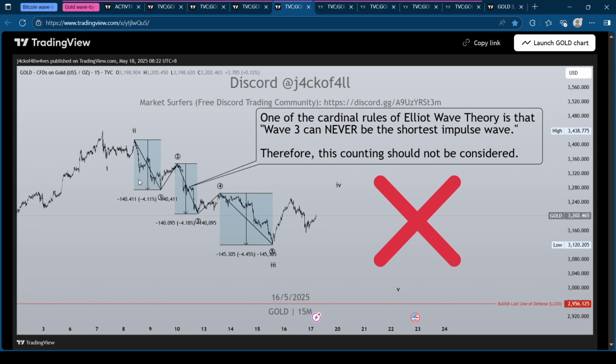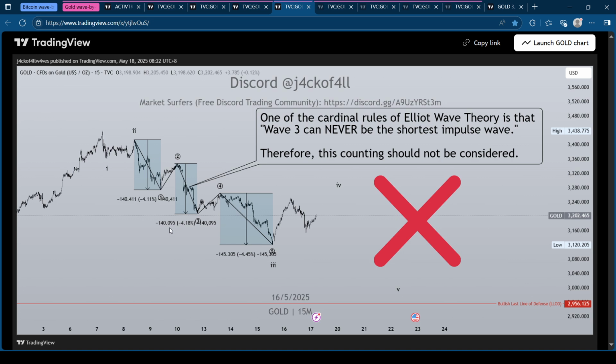Try to look at the accurate lengths of the following waves. Encircled wave 1 is 4.11%. Encircled wave 3 is 4.18%. And wave 4 is negative. Sorry. Let's use the pips. For wave 1, it's 140 pips.